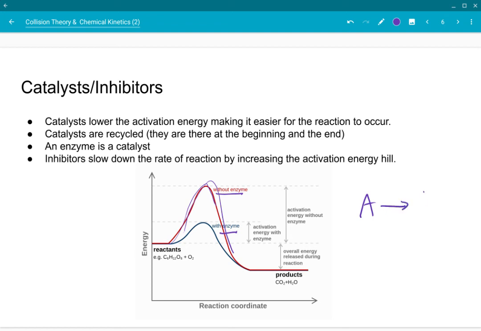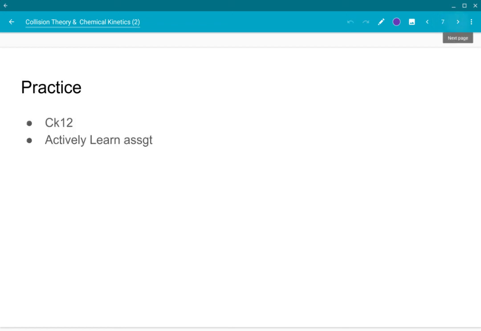If you have a chemical reaction going from A to B and you see something on top of the arrow, like a chemical symbol, that is the catalyst used for the reaction. In the biology world, enzymes are a catalyst. Inhibitors will do the opposite and slow down the rate of reaction by increasing that activation energy hill. There you go.